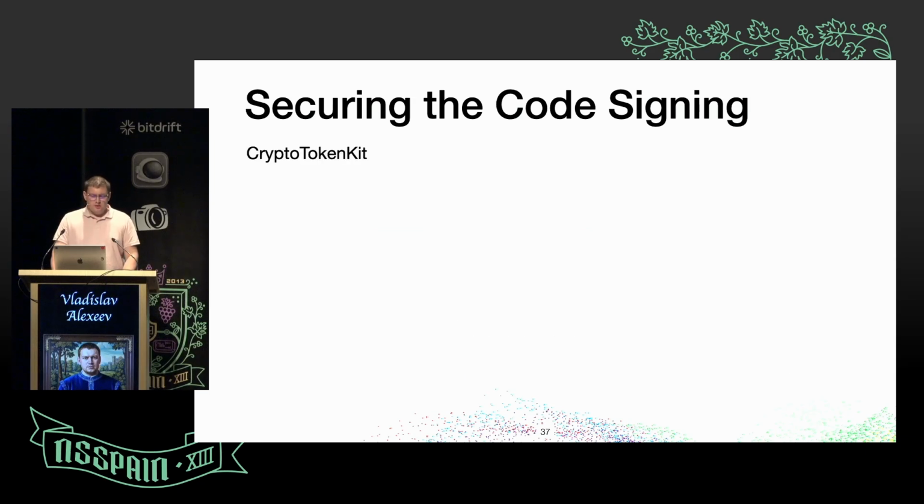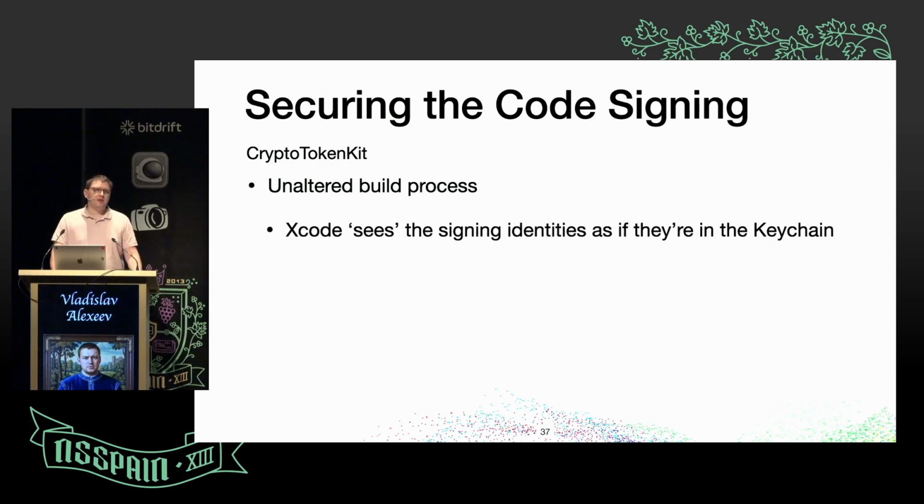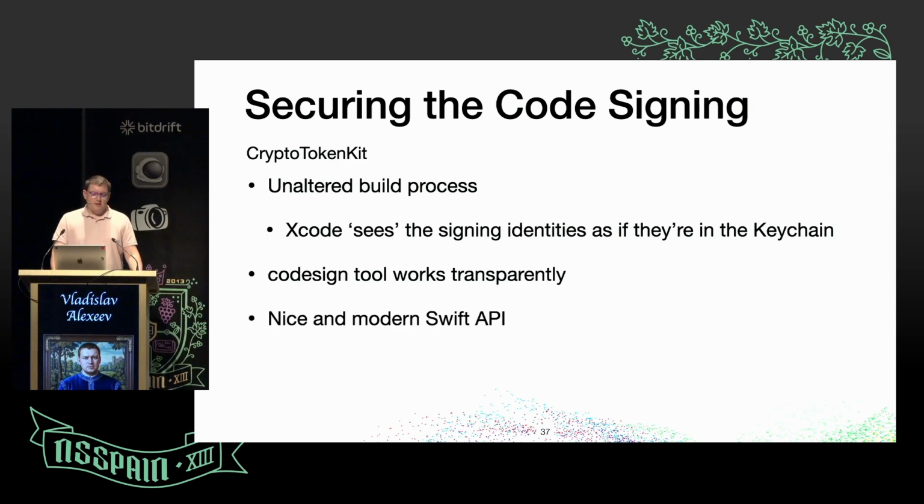And this Crypto Token Kit framework is very nice. It lets you create this safe signing flow without actually altering any build process. So Xcode would still see these remotely available certificates as if they are on the local machine. And all the tooling that you expect to work, like code sign tool, product tool, will just work as well. And the API is nice and modern, Swift and Objective-C, whatever you want.